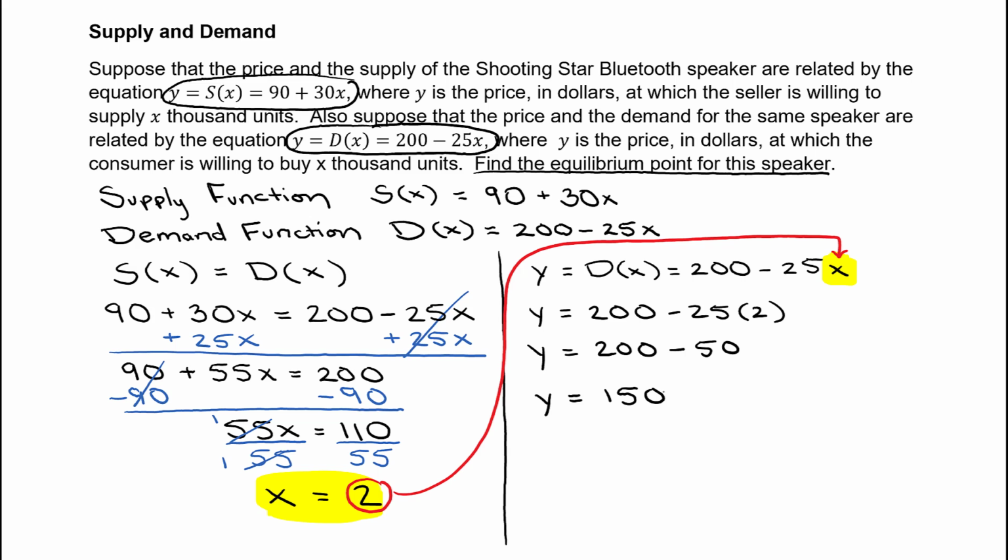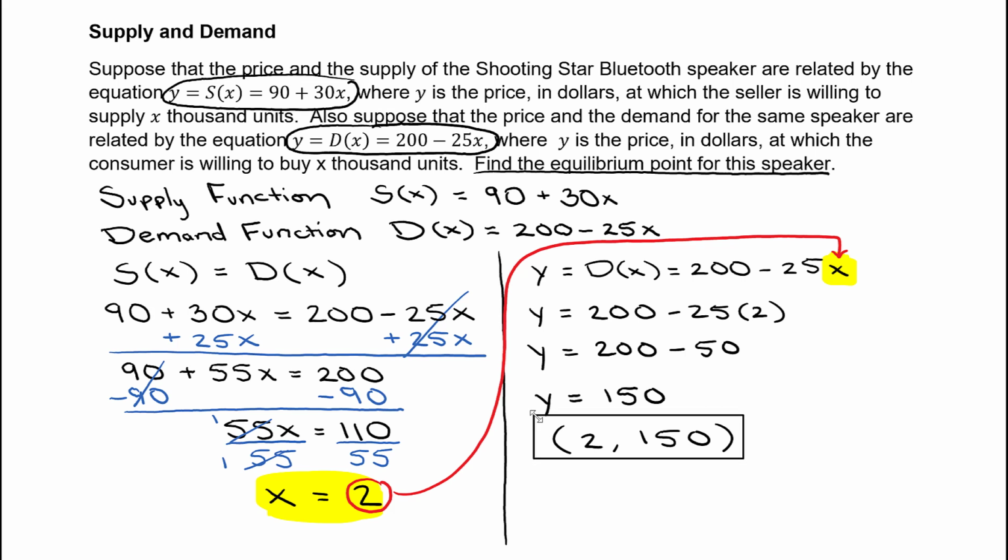So now that we came up with the value for y, remember that y is represented in dollars because it represents the price. So now we're going to go ahead and just write this as an ordered pair. I'm going to open up a set of parentheses, and I'm going to write 2, 150, and then close my parentheses to represent this as an ordered pair because we were looking for a point. And I'm going to box that in.